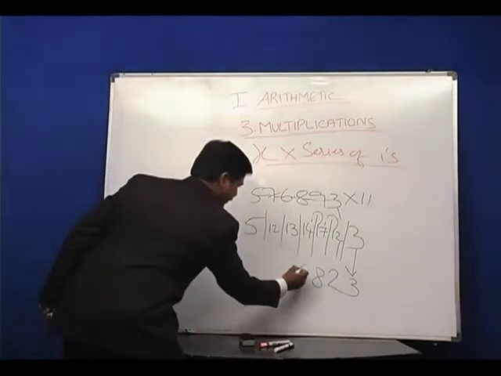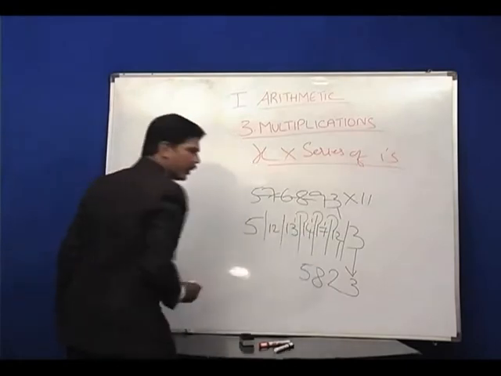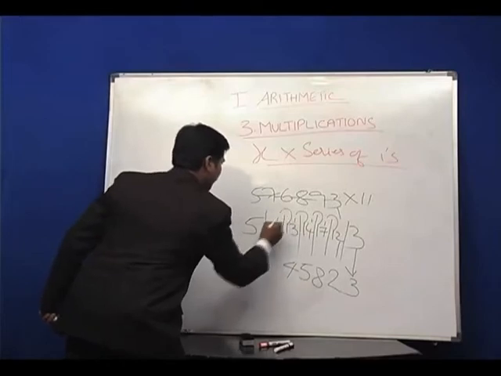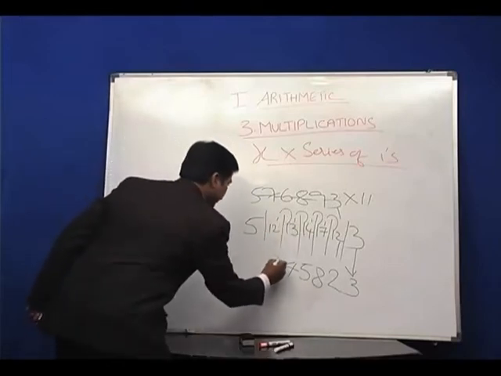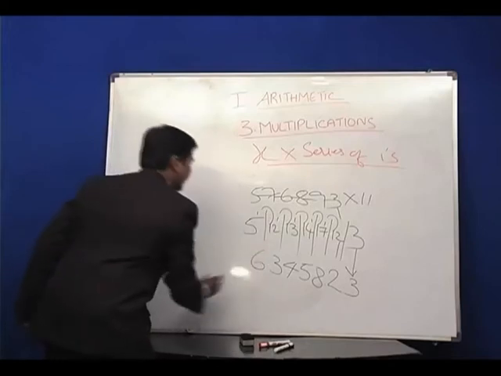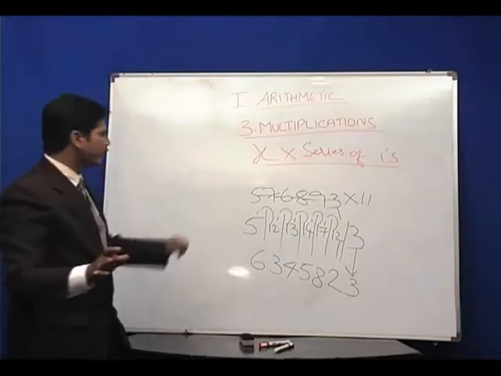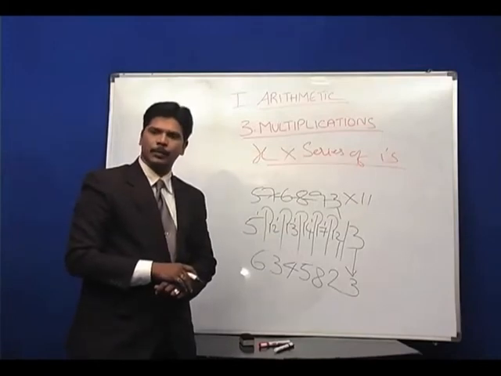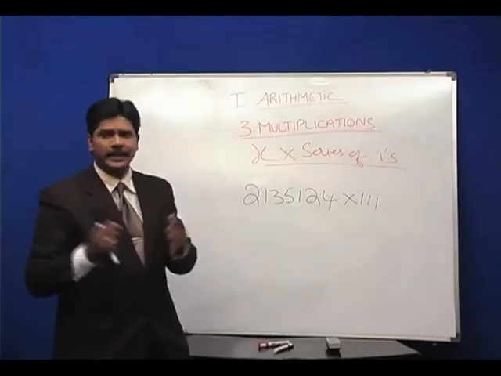14 plus 1 is 15. So write 5 and carry 1. 13 plus 1 is 14. Write 4 and carry 1. 12 plus 1 is 13. Write 3 and carry 1. 5 plus 1 is 6. And that's the final answer. So whenever you get double digits, you must follow the balancing rule. It still remains the same.